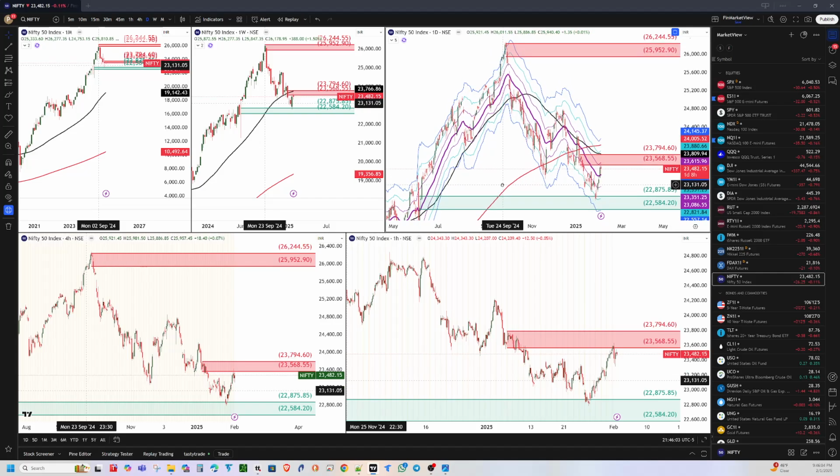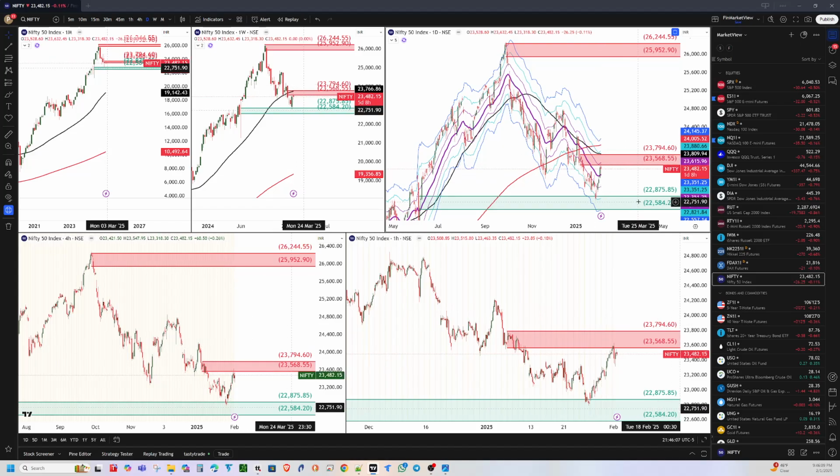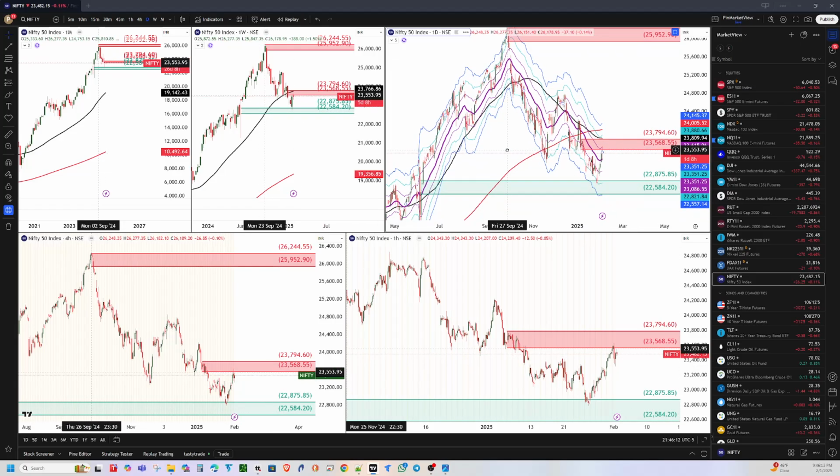But if the price doesn't go above, then it will go back to test these lows at the 22,000 support area. That's what I'm looking at on the Nifty.